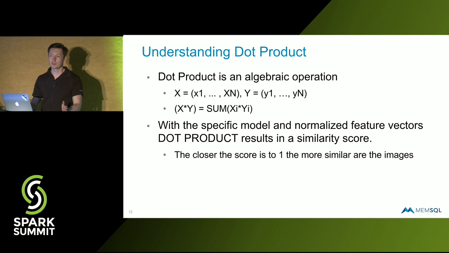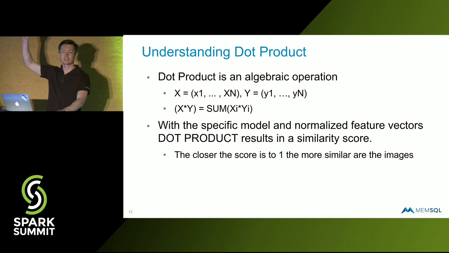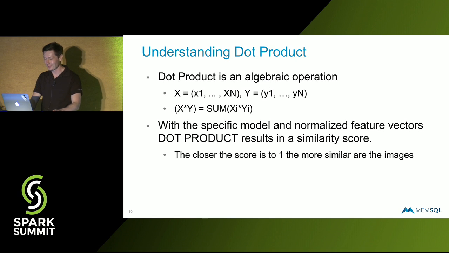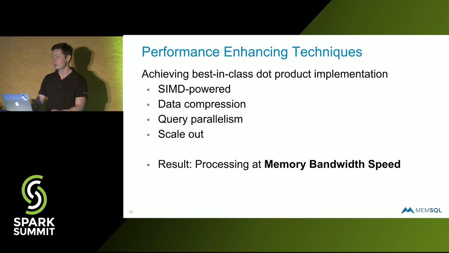So now, what is dot product? How many people know what dot product is? OK, well, I'm at the right conference. So everybody knows what dot product is, so I'm not going to repeat the definition here. But the interesting thing is that the dot product in that particular case is your similarity score. And the closer it is to 1, the closer the images are.